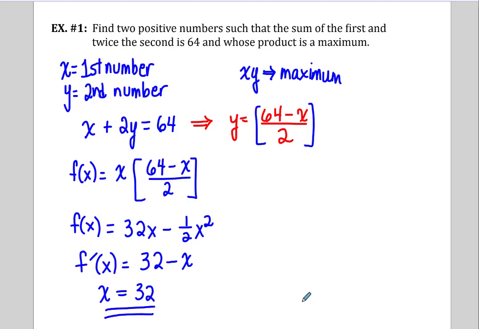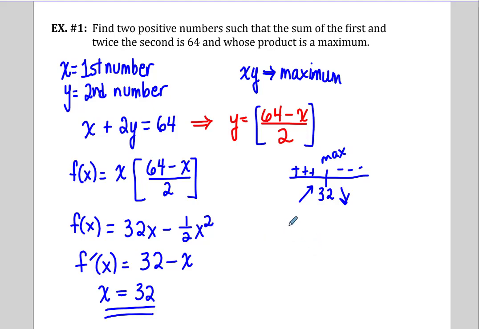And then I could go through working out the first derivative test and explain or show that if X is 32, any number on this side is going to be positive, and any number on this side is going to be negative, because that would be increasing, decreasing, to show that I've got a maximum at 32.